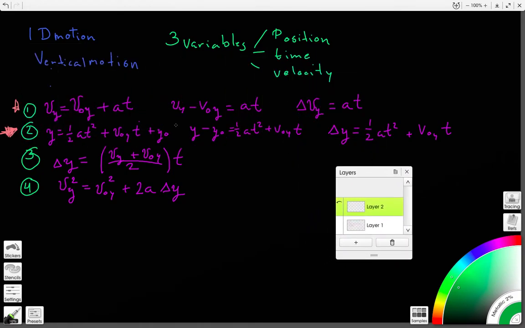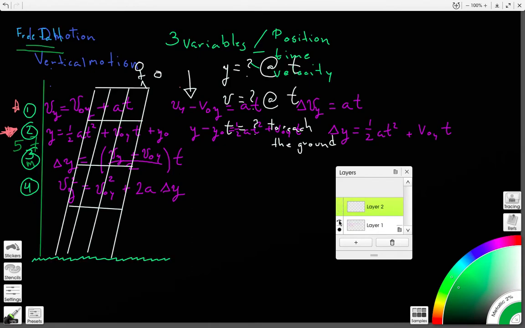I'm going to be using equations 1 and 2. Why? Because the problem asks for the velocity at different time intervals, and it also asks for the position at different time intervals. So we only need to use these two equations for now. Okay, so let's return to the problem.